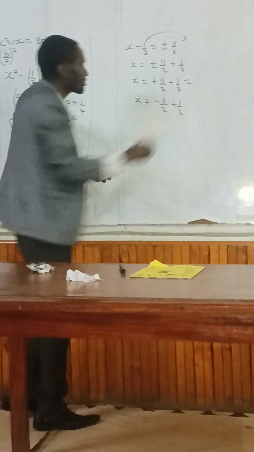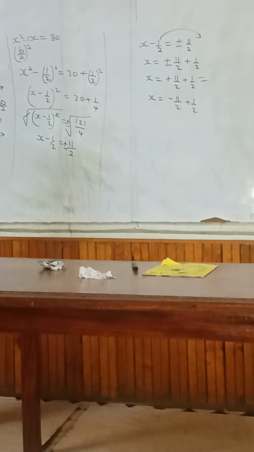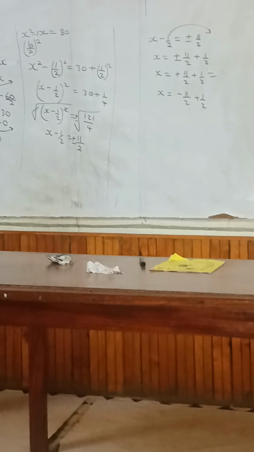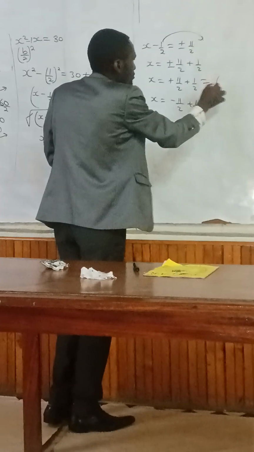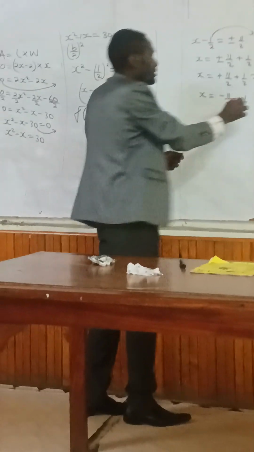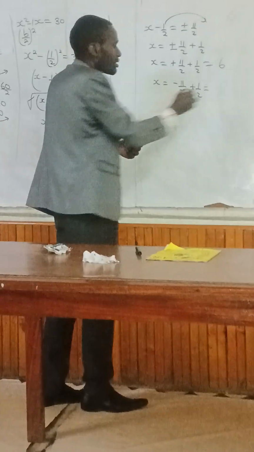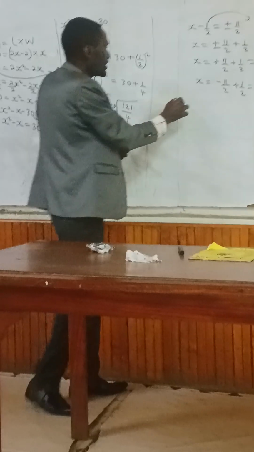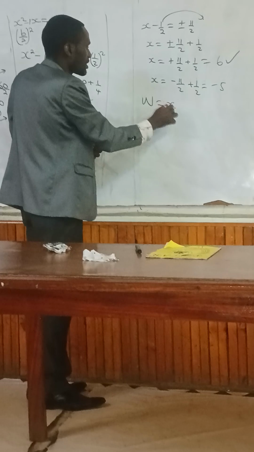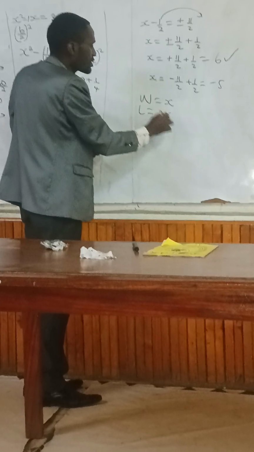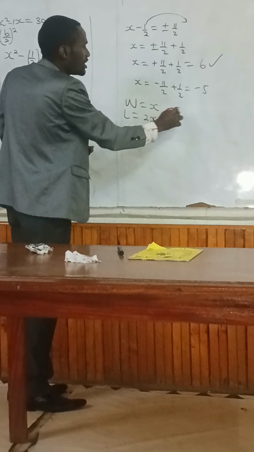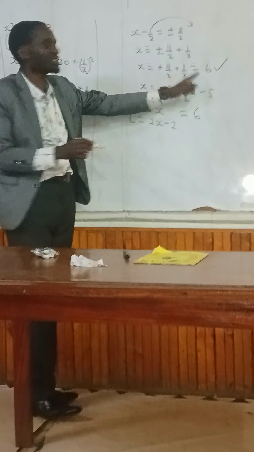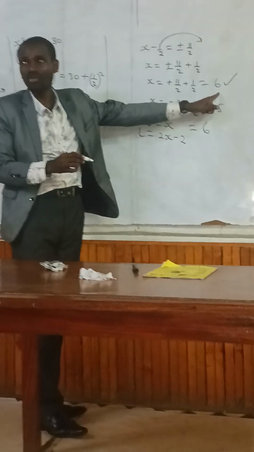Can I get the answer for the first one? 6. Okay. The next one? -5. I always need to use the positive. I said the width is x and the length is 2x minus 2. So what's our width? 6, because the value of x is what? 6. Are we together? Yes.